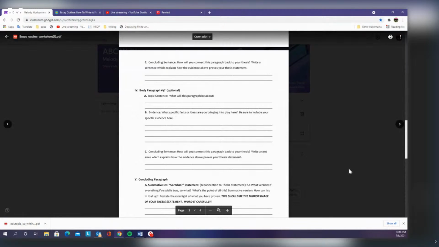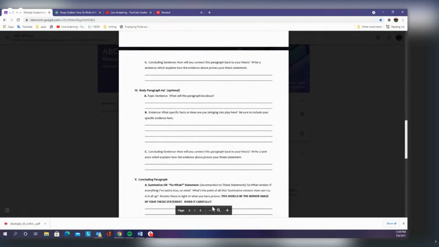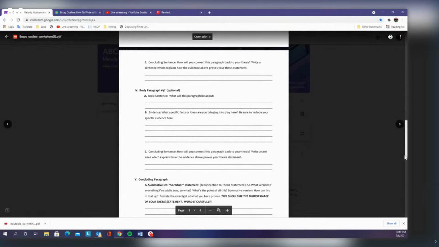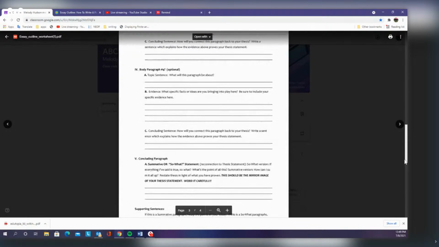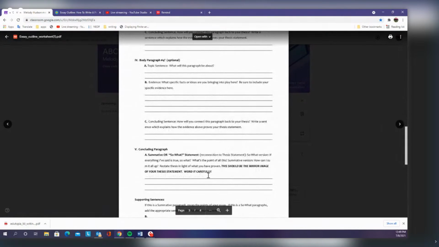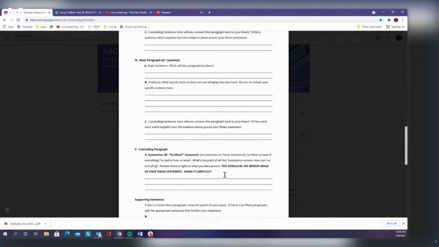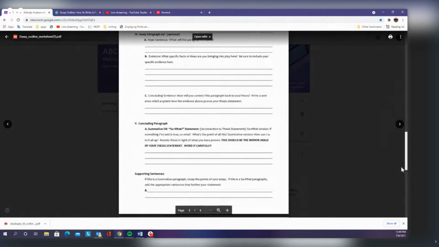If everything I've said is true, so what? What's the point of all of this? How can I sum this up? Restate your thesis in light of what you've proven, and this should be the mirror image of your thesis statement. Word it carefully. Can I use synonyms? I mean, not synonyms. Can I use words that mean the same thing? Yes, absolutely. Do it.